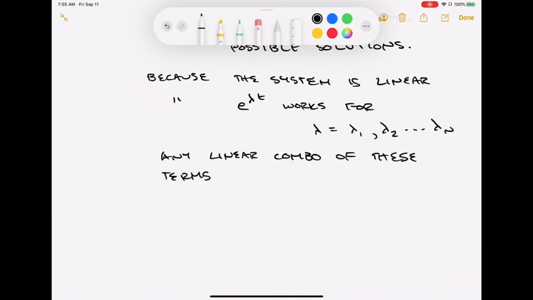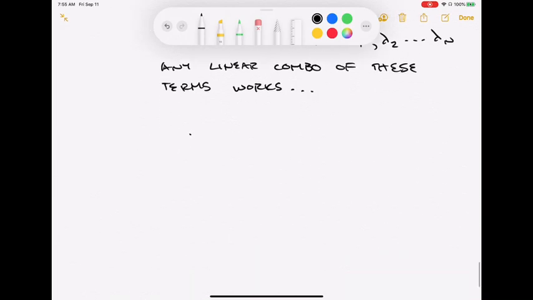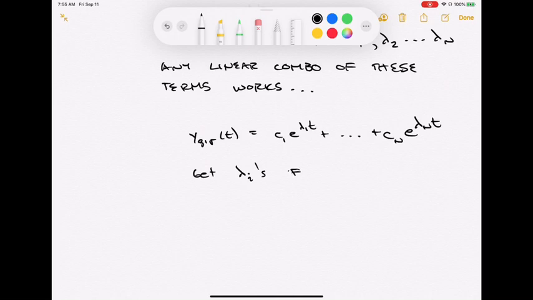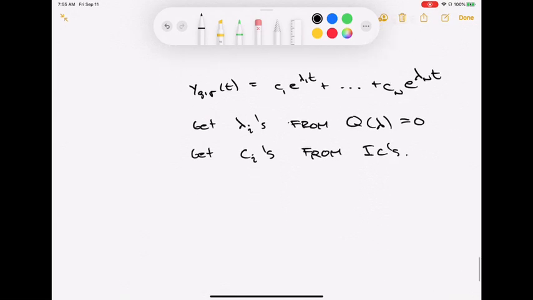Any linear combination of these terms works as a solution, which means what? It means that our y ZIR of t will look something like c1 e to the lambda 1 t plus all the way down to c_n e to the lambda n t. We get the lambda i's from this Q of lambda equaling 0, and we get the c_i's from our initial conditions. I will put a little caveat on this.